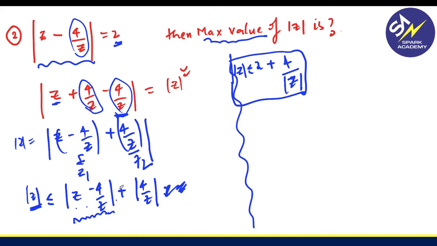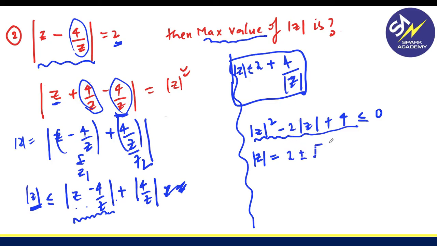Now can I just simplify this? If I simplify, take LCM and all, you'll say mod z square minus 2 mod z minus 4, that should be less than or equal to 0. So basically, this is like a quadratic equation, right? Ax square plus bx plus c equal to 0. So root will be what? The root will be minus b plus or minus under root of b square minus 4ac by 2a. Correct? B square minus 4ac.